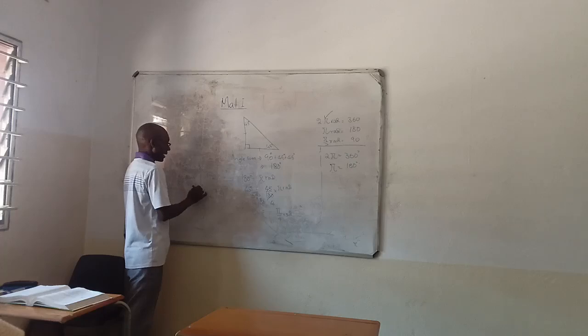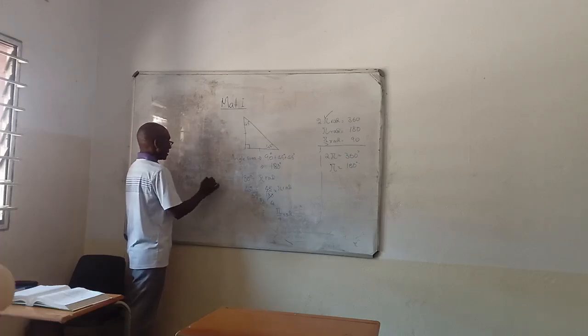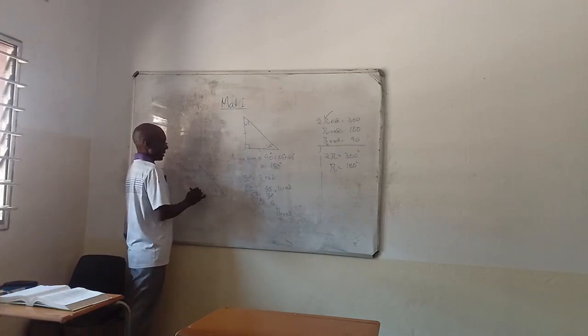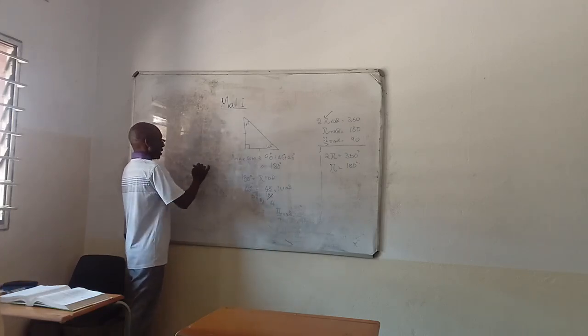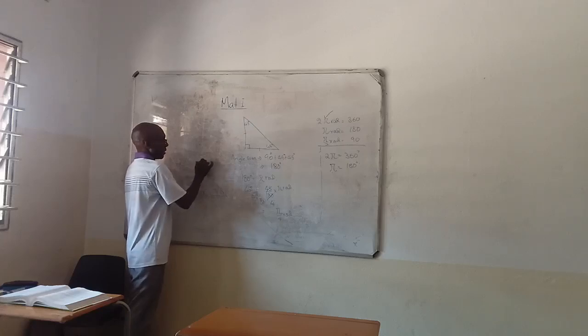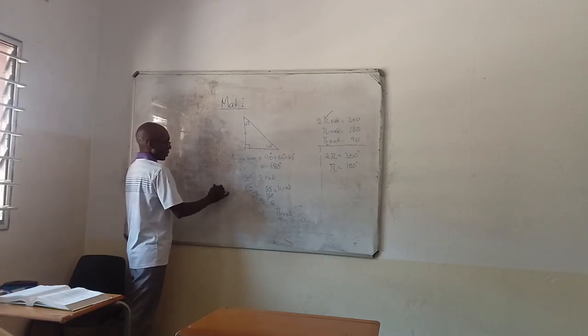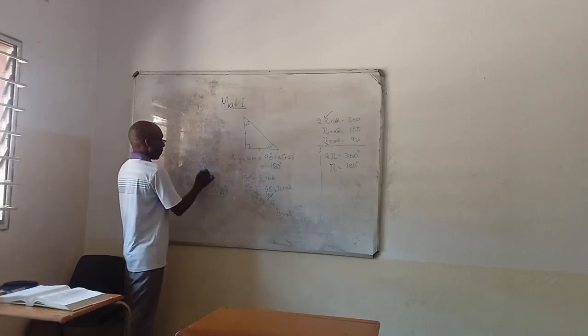Which means our triangle, if I'm writing this triangle, is going to be something like this. This is the 90. This one will be pi over 4, and again this one will be pi over 4.